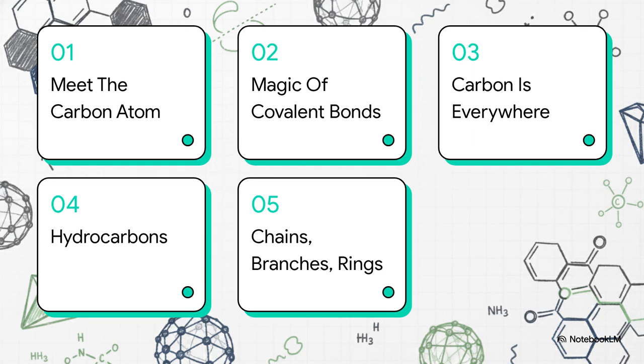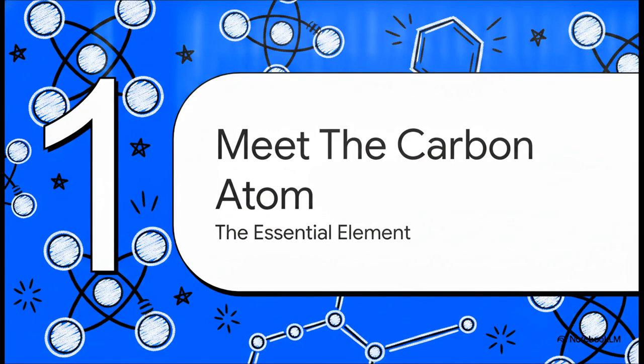Here is exactly what we will be covering today. First, we'll meet the carbon atom. Second, the magic of covalent bonds. Third, why carbon is everywhere. Fourth, saturated and unsaturated hydrocarbons. And finally, chains, branches, and rings. Let's get started. Section 1.